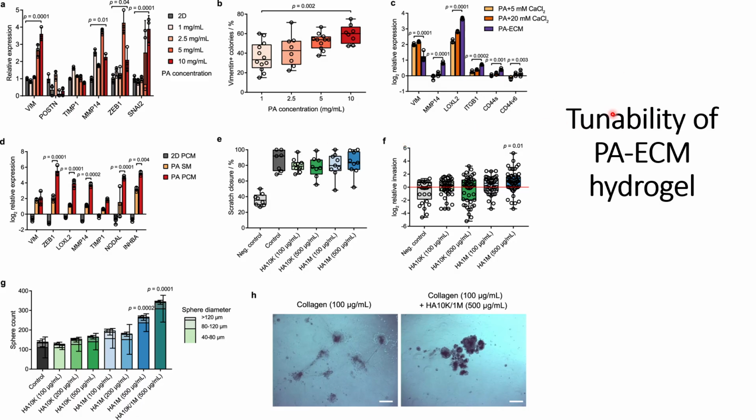In order to check the tunability, since they have a system where they can customize their ECM, they used the PA with more fibers containing ECM, as a stiffer environment will generate ECM. What they found is that some of the factors that contribute to the ECM, such as Vim and Snail, are upregulated with increasing concentration of PA. However, some factors, such as POSTN, TIM1, MMP4, and ZEB1, are downregulated.